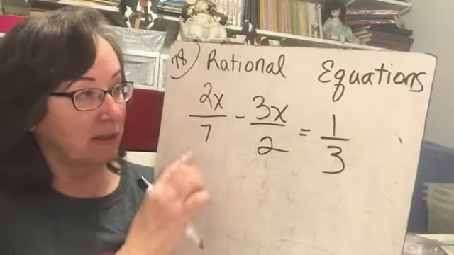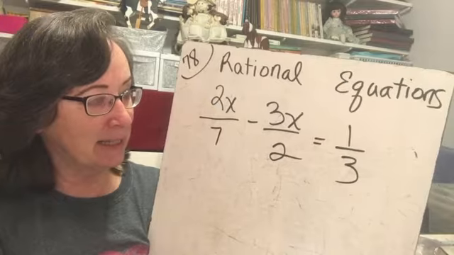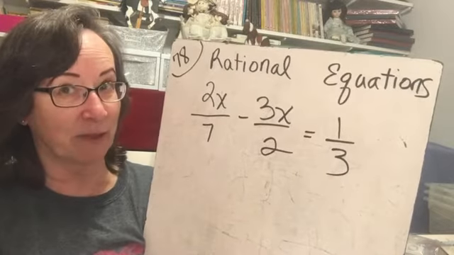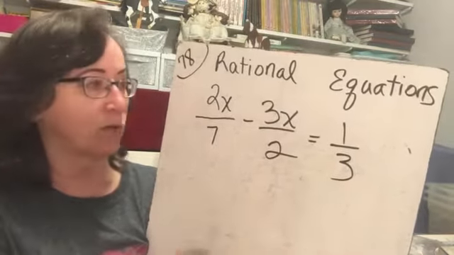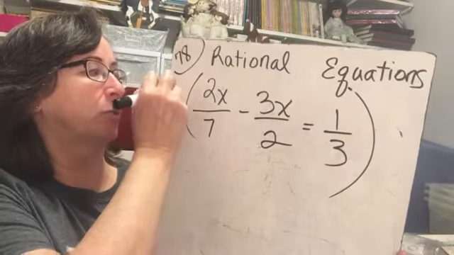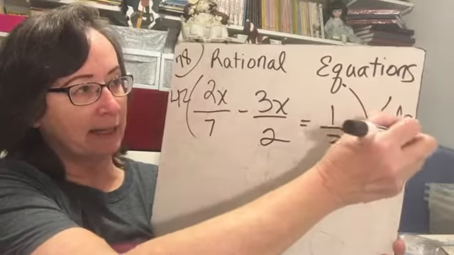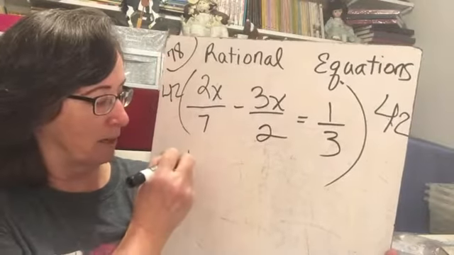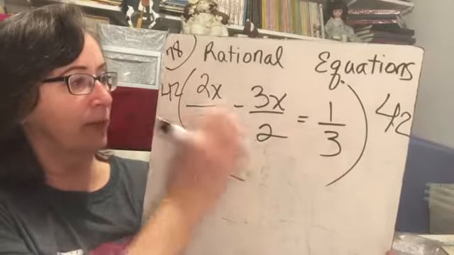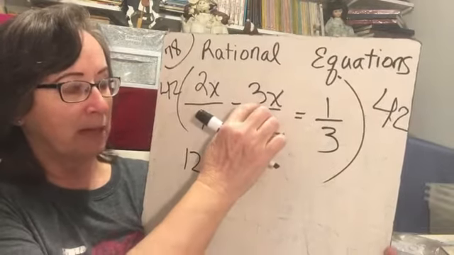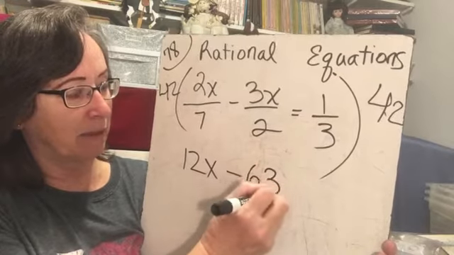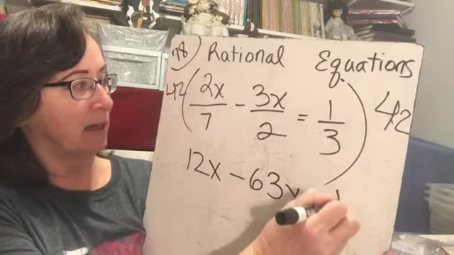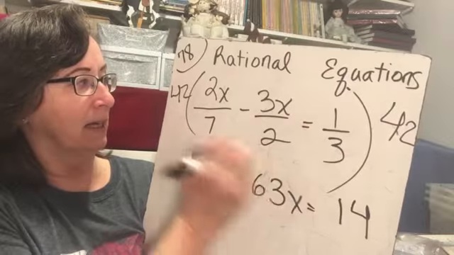So here we have the second example. And 7 and 2 and 3 have no factors in common. So we're just going to have to multiply 7 times 6, which is 42. But when we multiply 42 on this side and 42 on this side, then the 42 and the 7 will cancel with a 6 times 2, or 12x, minus 42 divided by 2 is 21, times 3 is 63x, equals 42 divided by 3 is 14, I think. And it is.